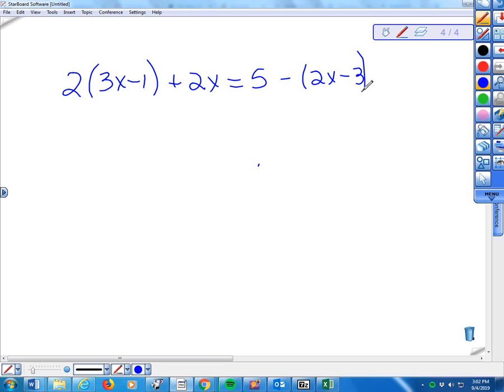Okay. All right. So the goal here is to get all variables on one side, all constants on the other, and then solve for x. Okay, so the first thing I'm going to have to do is simplify both sides. So I'm going to distribute the 2, and then just write this again. Don't have to do anything in this step.